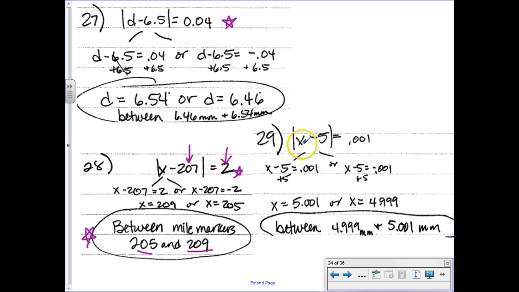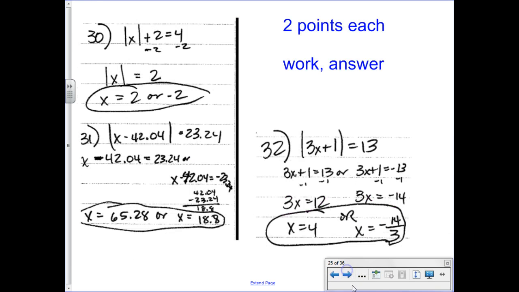And 29, set it up as the absolute value of x minus 5 equals 1,000th. You'll get these two values, but this is like your upper and your lower limit, and you could be anywhere between them, between 4.999 millimeters and 5.001 millimeters.